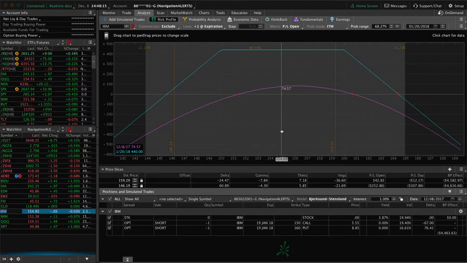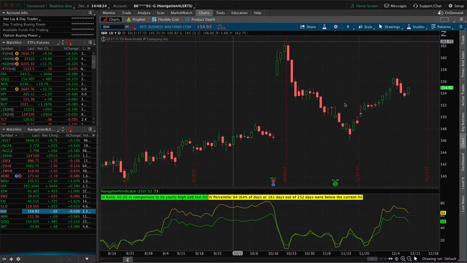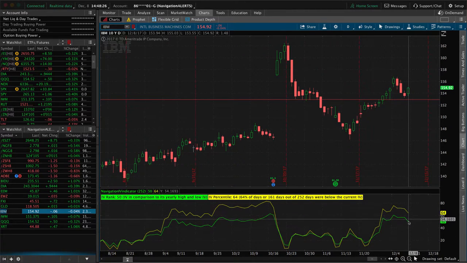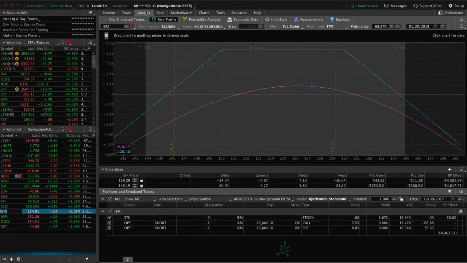So this is a trade that we originally had on, and then we had to adjust and roll. Assuming IBM stays in a decent range and we get a little bit more implied volatility contraction there, hopefully we can take that off next week for profit as well.